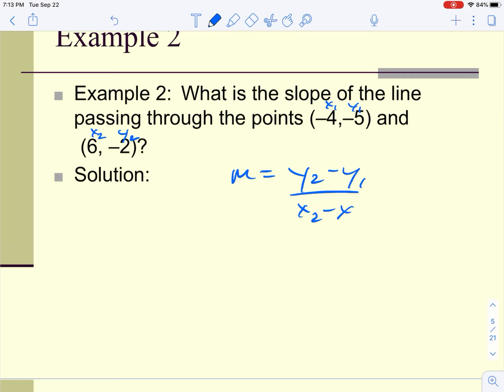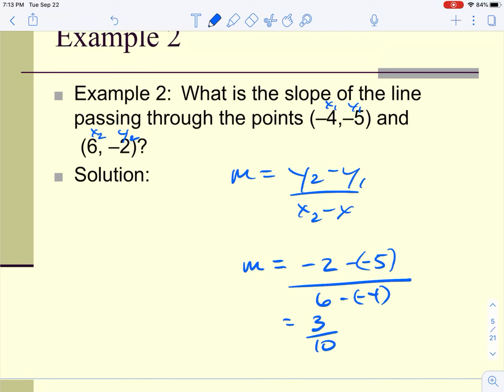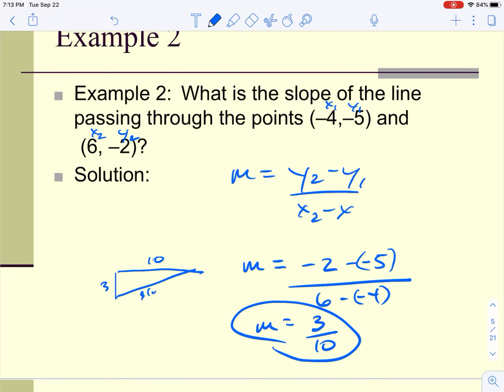Go ahead, pause, and tell me what the slope is. What I hope you found is that the slope was equal to -2 minus -5 all over 6 minus -4. -2 minus -5 is -2 plus 5, or 3. 6 minus -4 is 6 plus 4, over 10. So I find out that the slope is 3/10. In other words, for every 3 I go up, I go 10 over. That is what we call the slope.